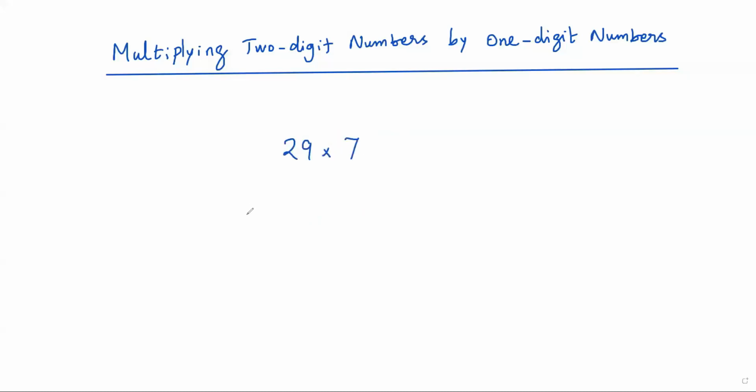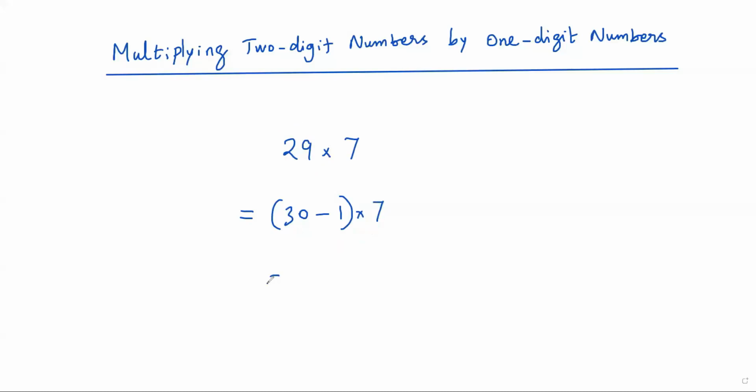29 times 7. In this case, usually we break this 29 into tens and ones. So, as I explained earlier, you can write this as 20 plus 9. But instead of writing 20 plus 9, better we can write this 29 as 30 minus 1. The reason is 29 is very close to the round figure 30. So if you write 29 in terms of 30, the multiplication process will be easier. So now we multiply 30 minus 1 by 7.